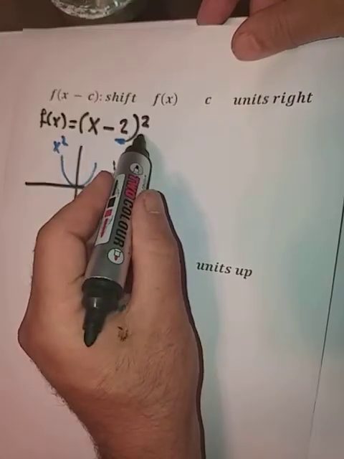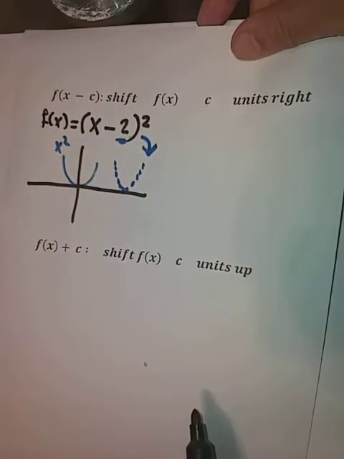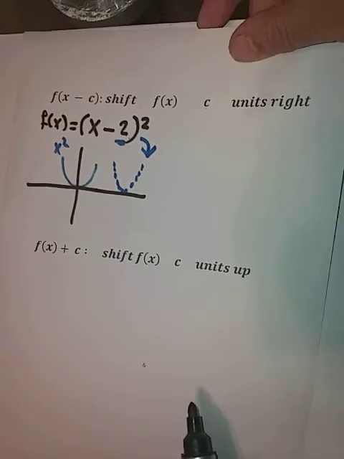This is the graph of x minus 2 all square.